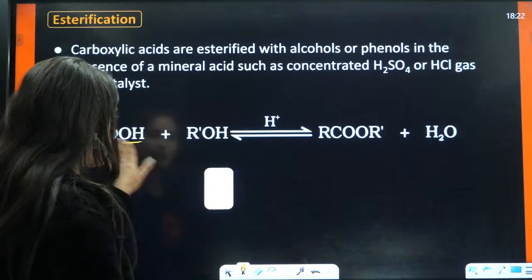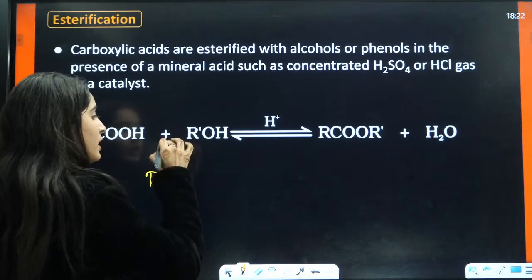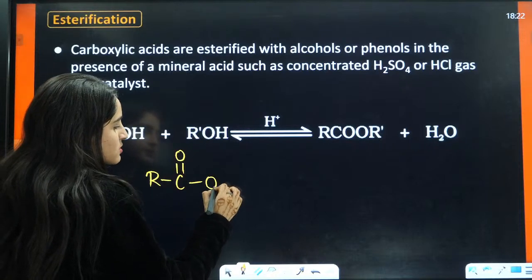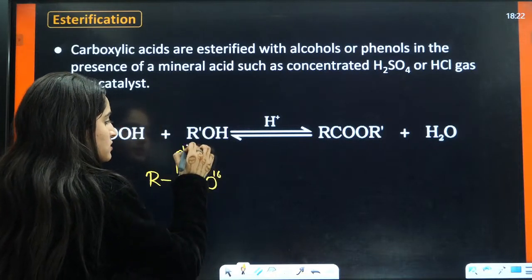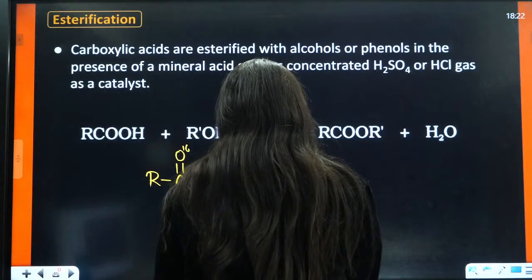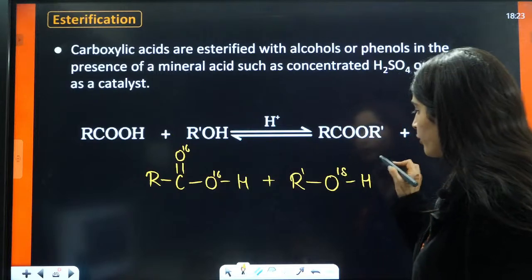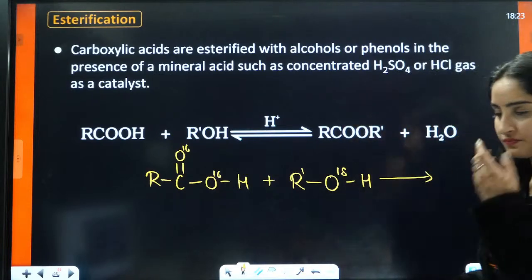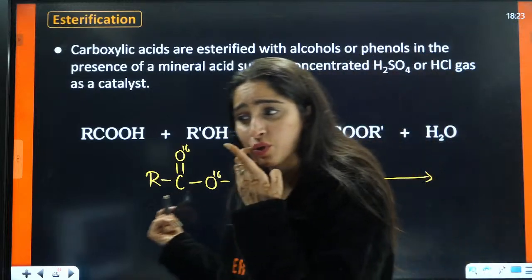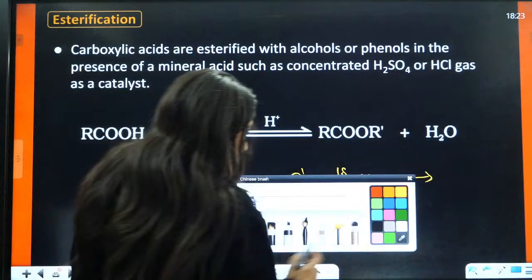This is how it is asked. They will ask you something like this. You have RC double bond O, where the oxygen is the 16 isotope, plus you have R dash O, where the oxygen is the 18 isotope. Now you need to tell me what will be the answer. This way they can ask you the question, okay?